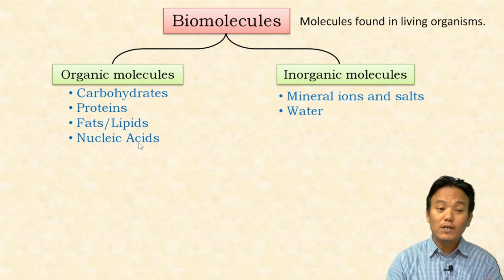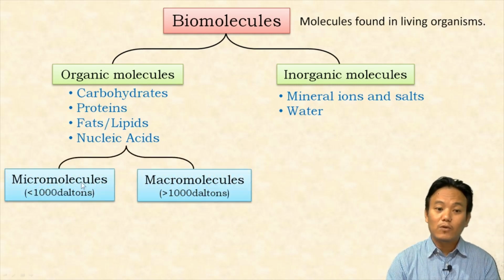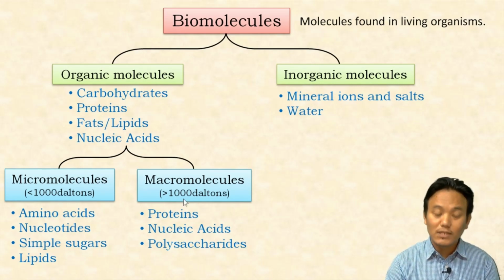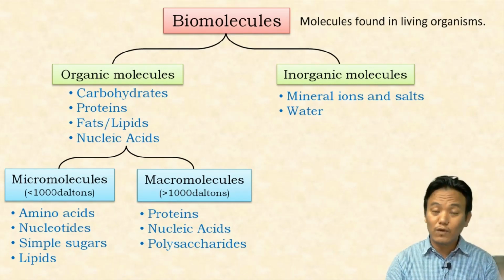And I told you that organic molecules can be categorized into two groups based upon their molecular weight, right? Micromolecules and macromolecules. Micromolecules are those molecules which have a molecular weight less than 1000 daltons, whereas macromolecules are those molecules which have a molecular weight more than 1000 daltons. Examples of micromolecules are amino acids, nucleotides, simple sugars, and lipids. They are small molecules, whereas proteins, nucleic acids, and polysaccharides are all large molecules. So that was a quick revision of what we studied yesterday.